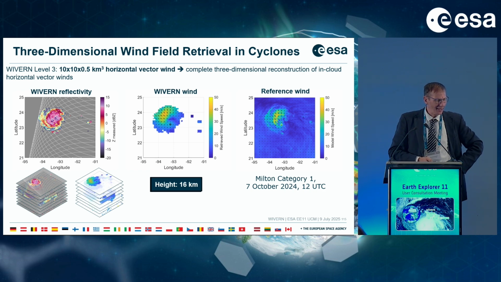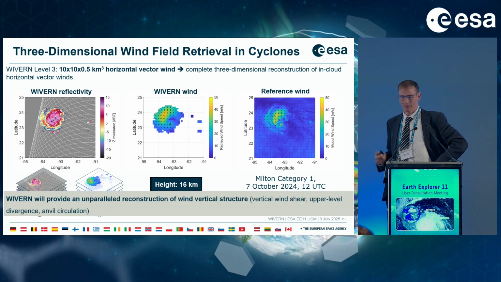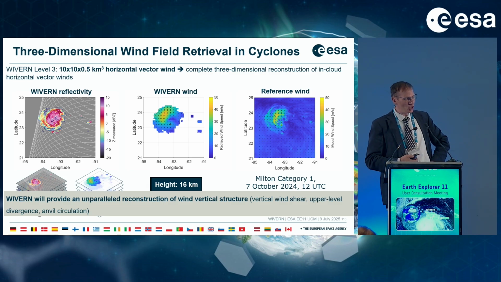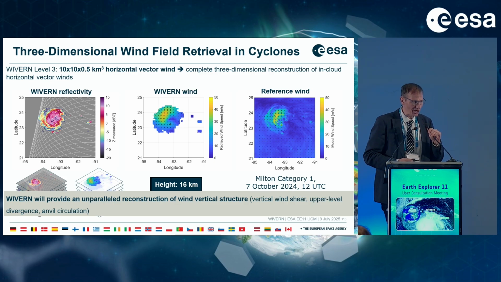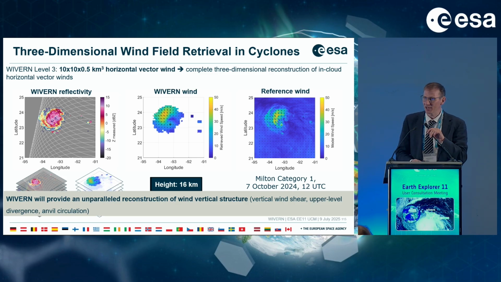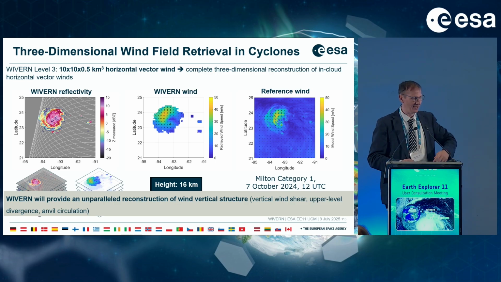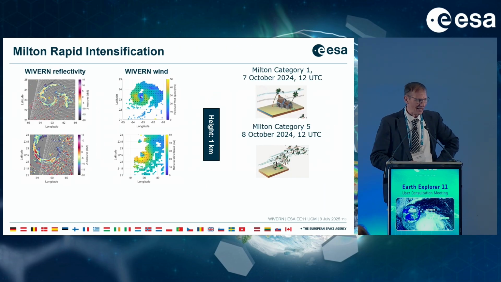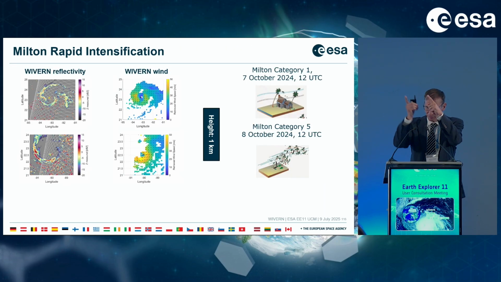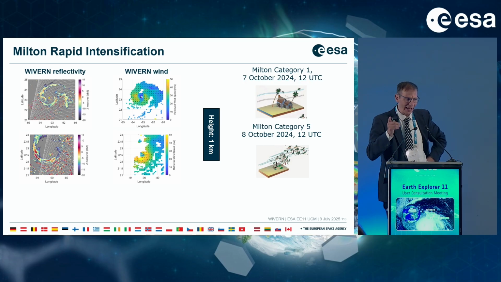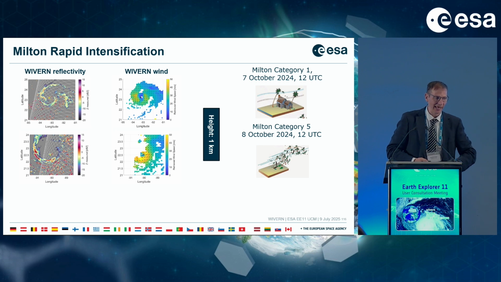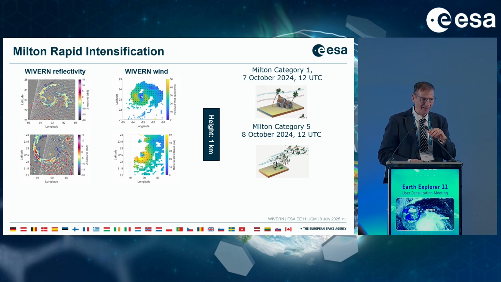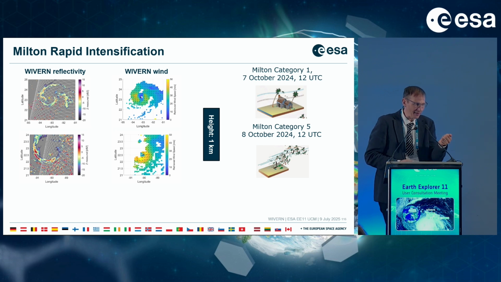Now, what does this example demonstrate? I think it demonstrates clearly that we can provide a unique and unparalleled reconstruction of the vertical wind structure. Features like vertical wind shear, upper level divergence, and hurricane circulation will be fully captured by our sensor. Now, remember that we have 2 overpasses within 24 hours. So we can repeat the same exercise for the second overpass, just 24 hours later, after Milton has undergone the rapid intensification period and became category 5.